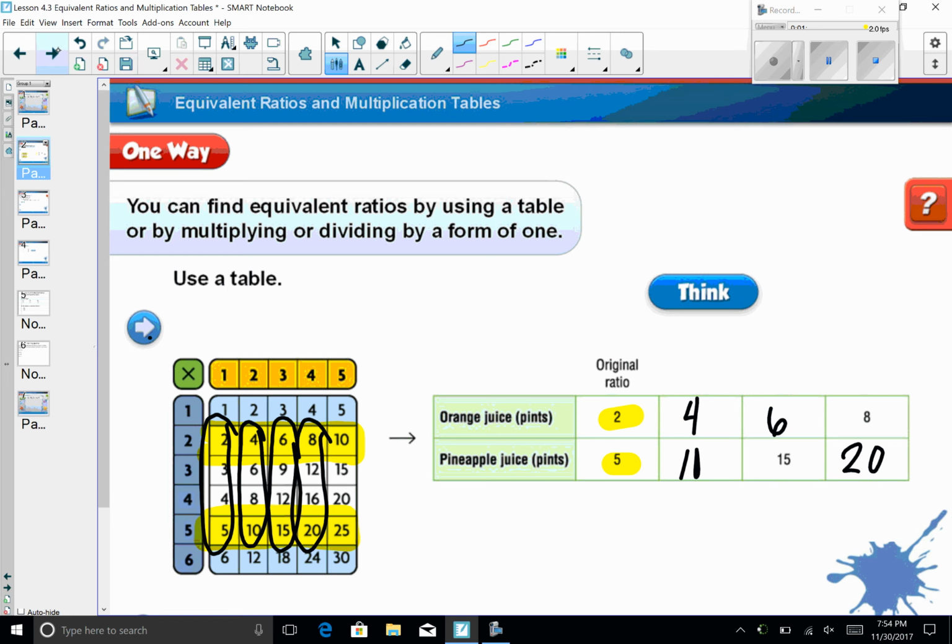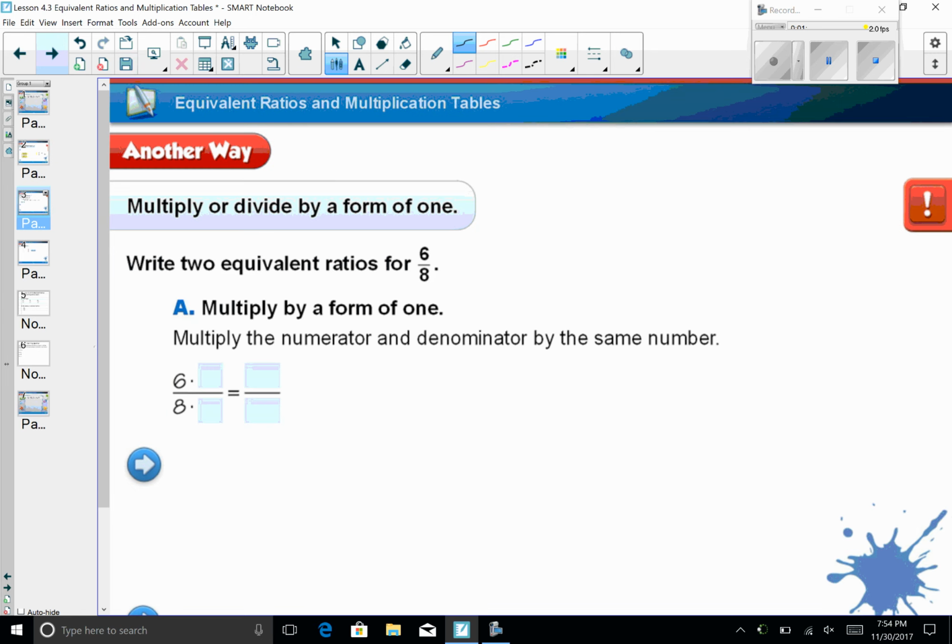Another way that we can figure out equivalent ratios is the same way we would do it for fractions. I'm going to multiply by a form of 1. So I can take any number I can think of other than 1. So 6 times 2, and whatever I do to the top, I have to do to the bottom. And so this would become 12/16. I could then do it again, but this time I'm going to go by 3. And that would get me 18/24. So again, you can use any number that you would like as long as you're using the same number for the top and the bottom.